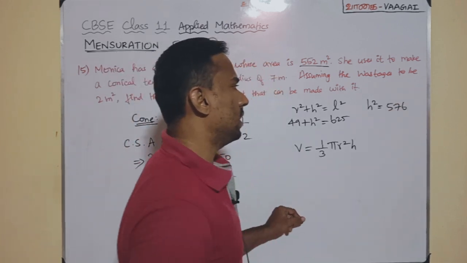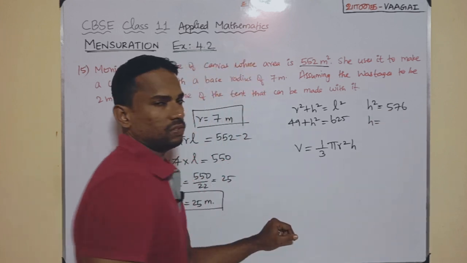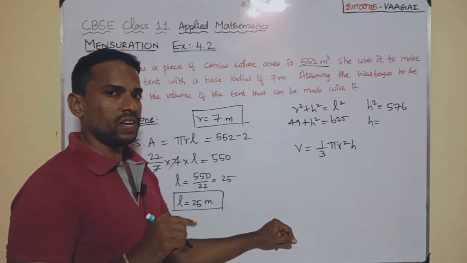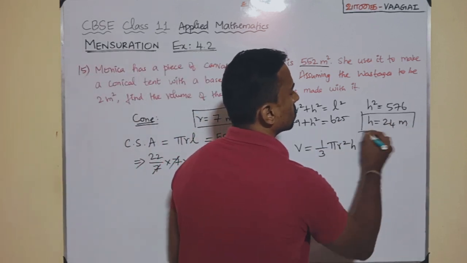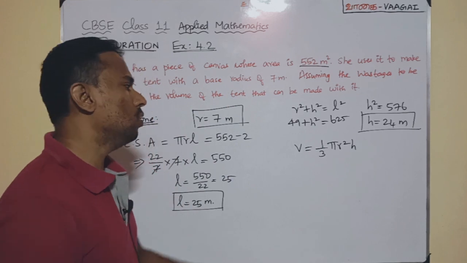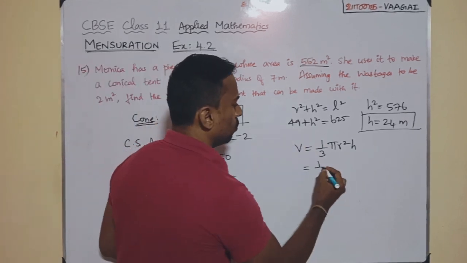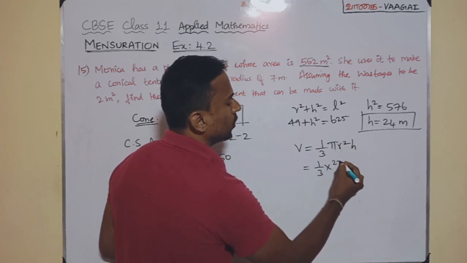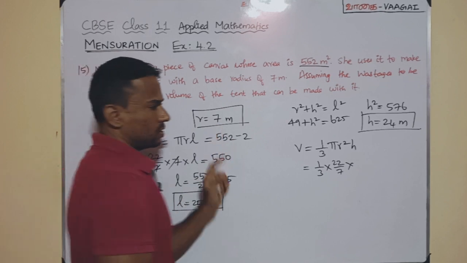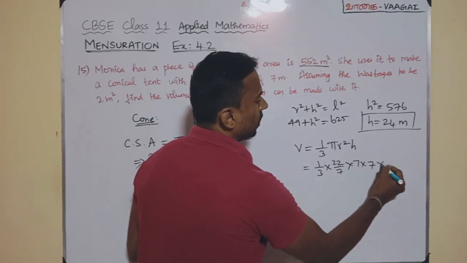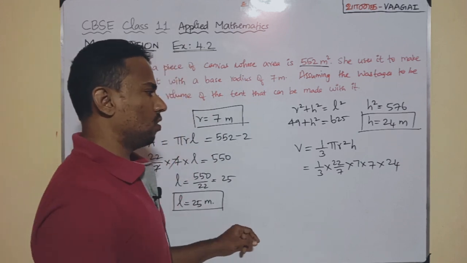So I got h square is equal to 576, and h is equal to exactly square root of 576. You remember 24 square is 576. So h is going to be 24 meters. Success. We got the value of height also. Now all we need to do is find the volume of the cone. So this will be equal to 1 by 3 into pi, which is 22 by 7, into r square, which is 7 into 7, and finally height, which will be equal to 24. Yes, we got all comfortable numbers.